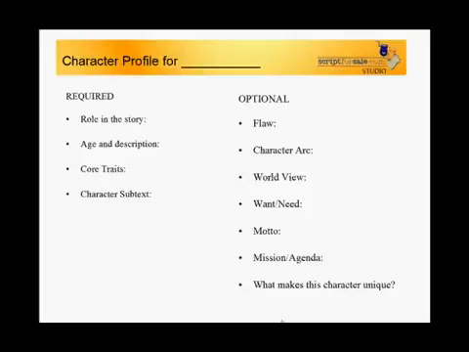The world view, which is something I'm going to go into in a future video that actually has you look at a character from a completely different perspective. Their want or need, usually you can tell that by what the want is, what the character is pursuing, but the need is what they really have to have underneath the surface. A motto simply means a character might have a certain saying or something that they're really proud of. That's a big part of who they are. Mission or agenda, if they have a covert agenda, if they're trying to accomplish a particular thing, and what makes this character unique.